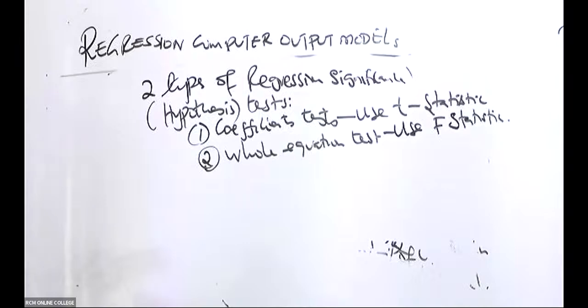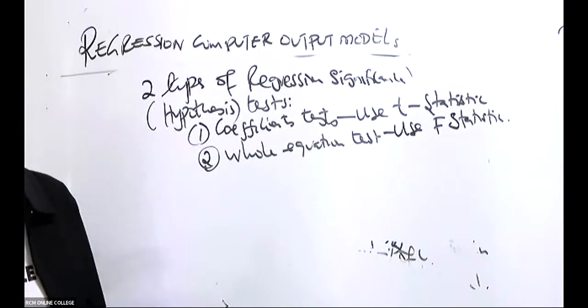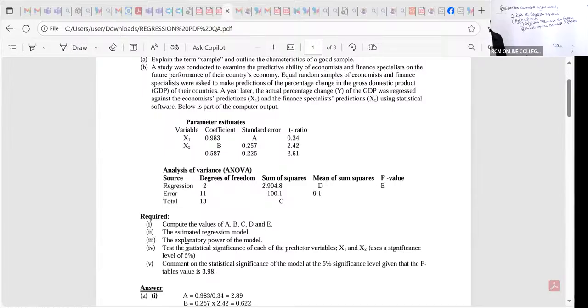And normally this is very easy. If you look at the question that this examiner has asked us, test the statistical significance of the predictor variables x1 and x2, each one of them. Automatically here I'm going to use T, because it is either coefficient or variables. Then if you look at 5, comment on the statistical significance of the model. The model is the whole equation, and they have given you the F tables.